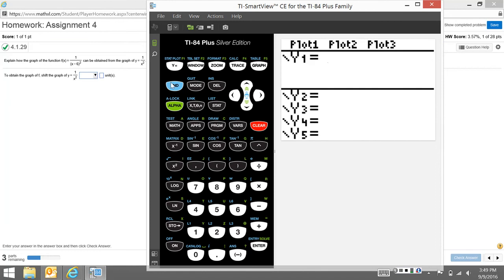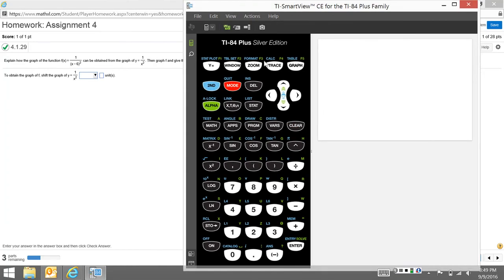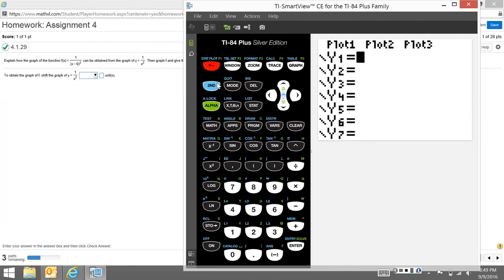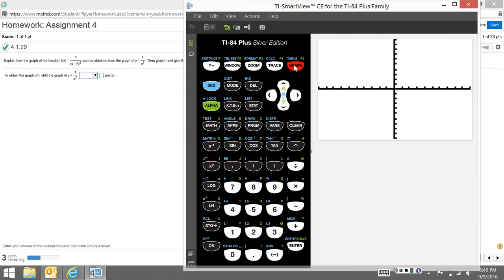So, for instance, I'm going to quit out of here for a minute. When I want to do this, I'm going to first graph my original function. Say that I couldn't remember what this looks like. I'm going to do 1 divided by x squared. You don't necessarily need the parentheses here, but I like to put them in because when I do get to the x minus 6, I need them, just habit. And I'm going to graph. So I can see this is my base graph.